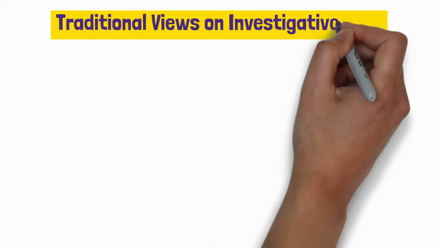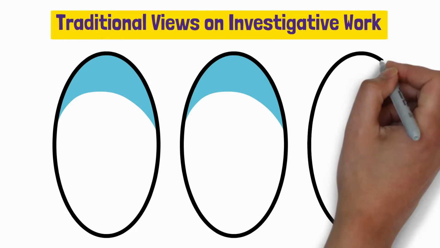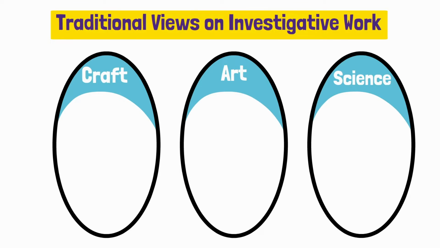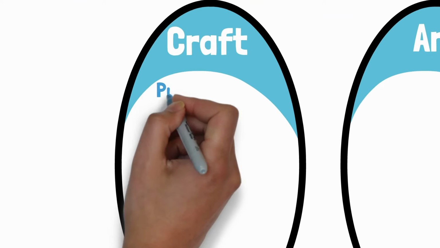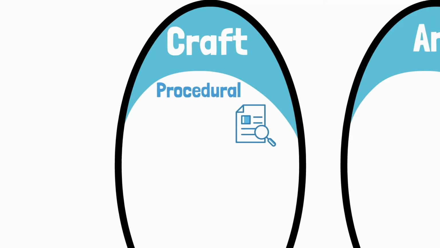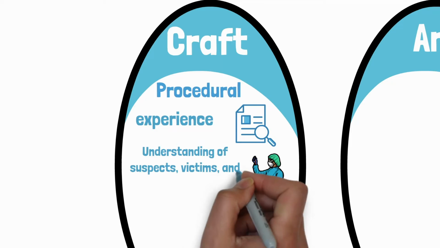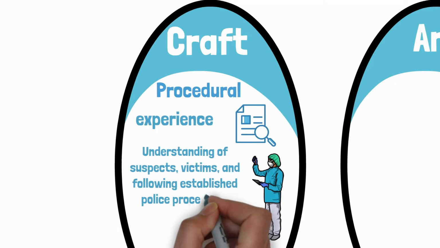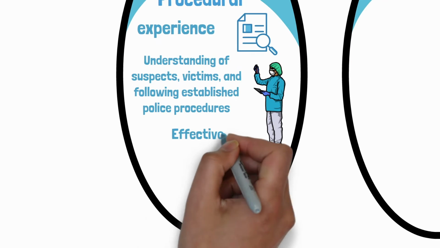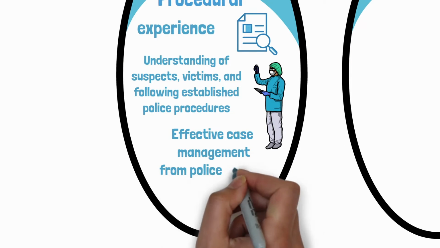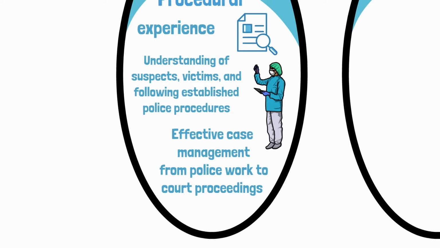Traditionally, investigative work was seen through three different lenses: craft, art and science. So for craft, this is often procedural. It's rooted in experience, it emphasises understanding of suspects, victims and following established police procedures, and it's also effective case management from police work to court proceedings.